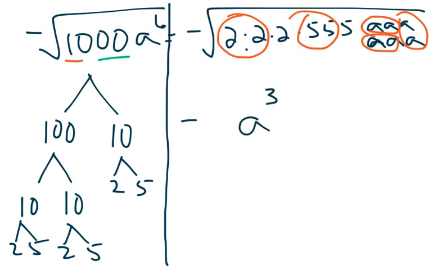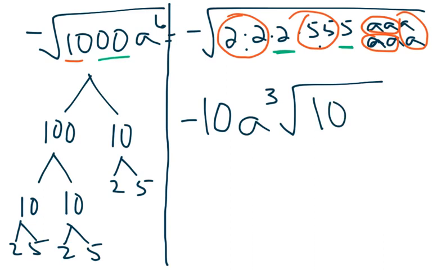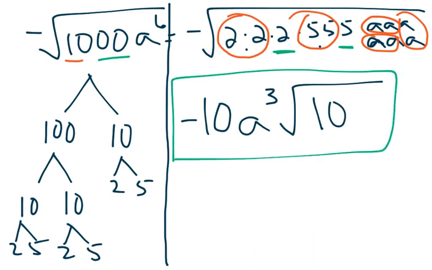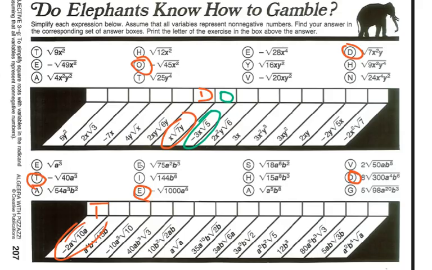And then I have a 2 and a 5. Well, 2 times 5 is 10. So I have 10 coming out. The only thing left in the radical is 2 times 5, which is also 10. So the final answer, negative 10 a cubed square root of 10. And there it is. And that's E.